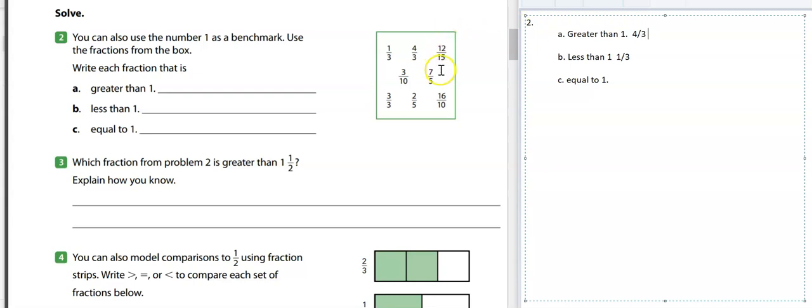Let's go to the next one. 12 over 15. It's still a fraction, so that means it will be what? Less than 1. So we're going to put 12 over 15 in our area that is less than 1. Let's move on. 3/10. It is still a fraction, so it is, again, less than 1. 7 over 5. Our numerator is greater than our denominator. So that means it's what? It's an improper fraction. And that means it will be greater than 1.